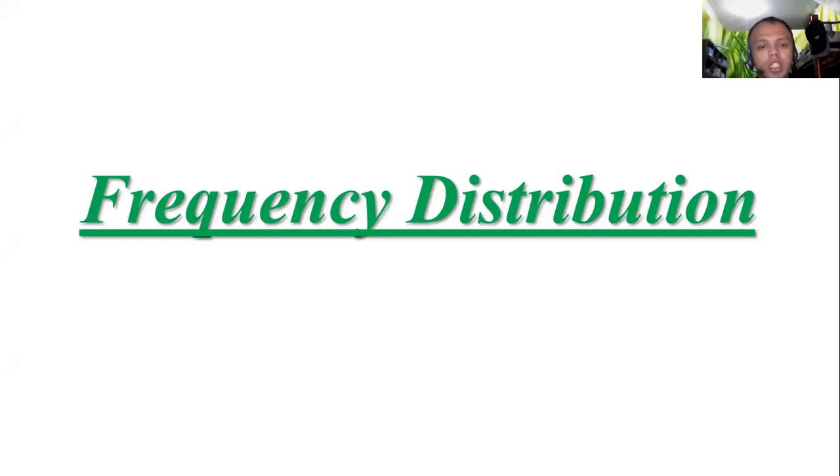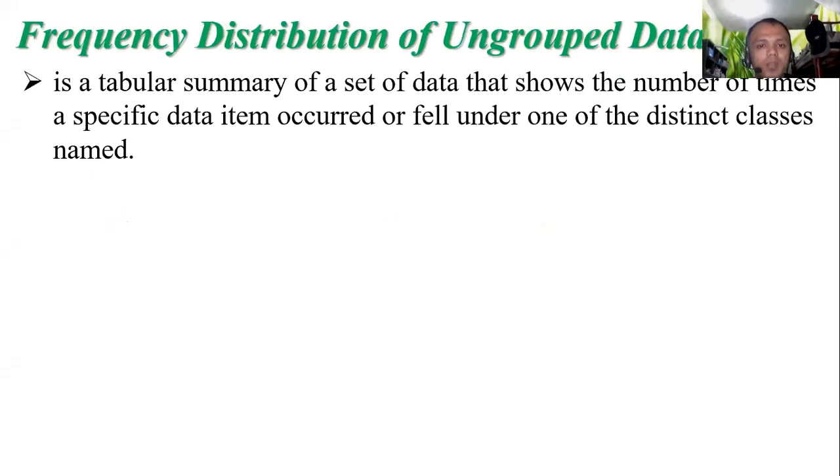So today we will discuss the frequency distribution. Okay? Since we are proceeding to grouped data, we're now on frequency distribution. Frequency distribution of ungrouped data is a tabular summary of a set of data that shows the number of times a specific data item occurred or fell under one of the distinct classes named.